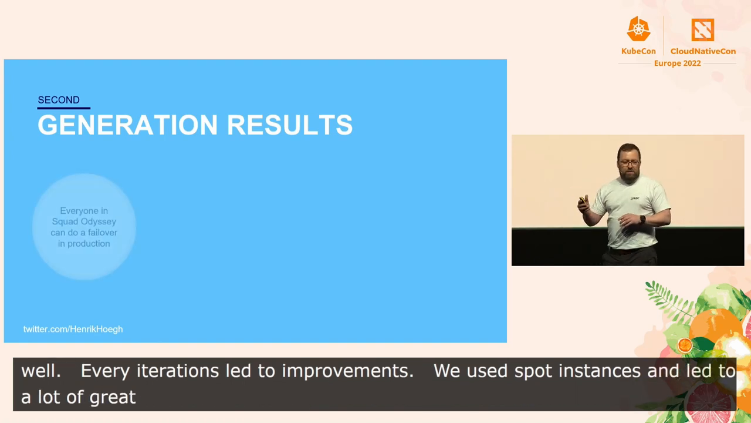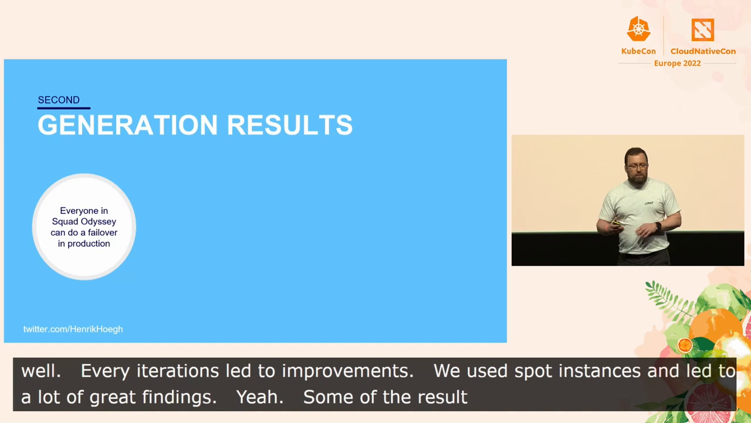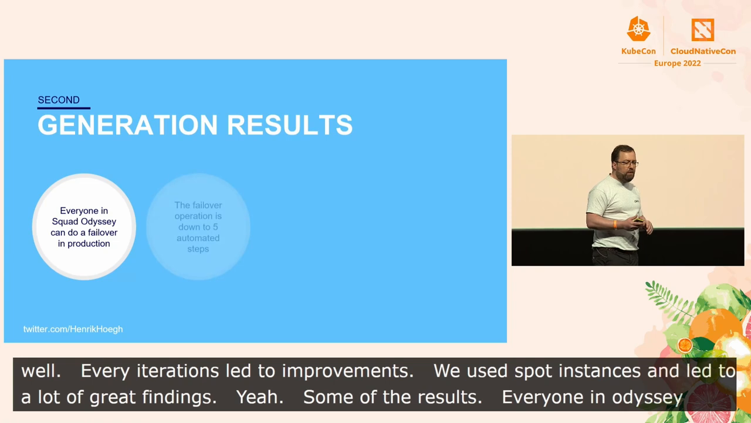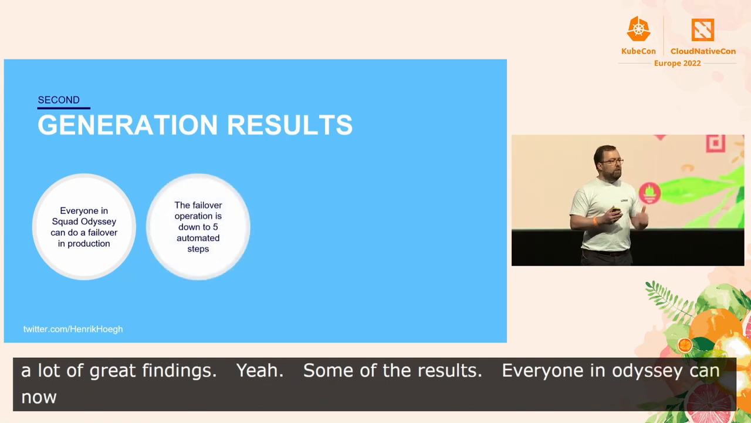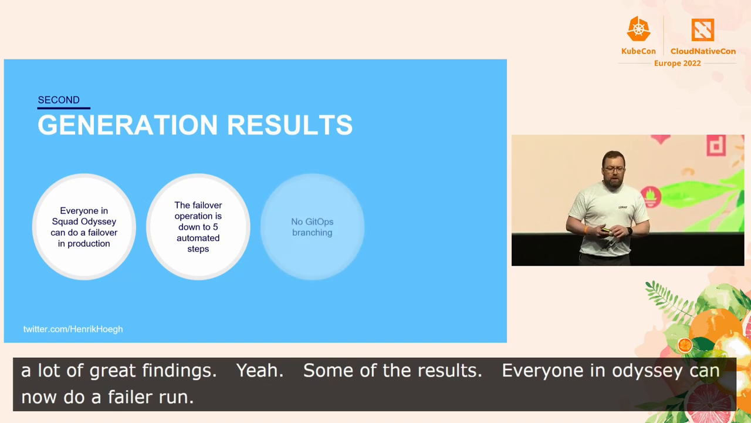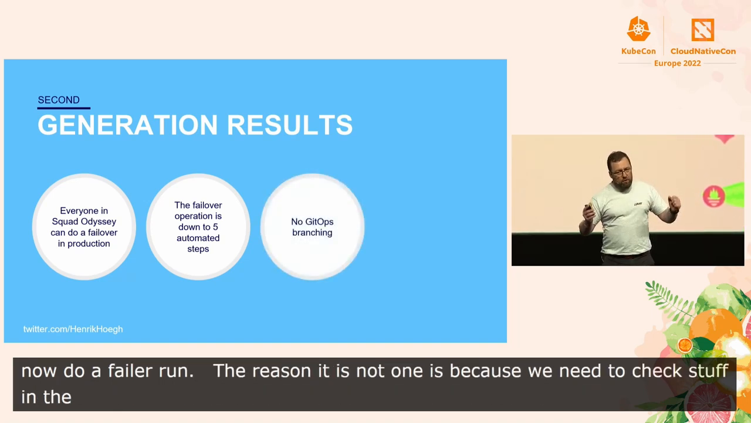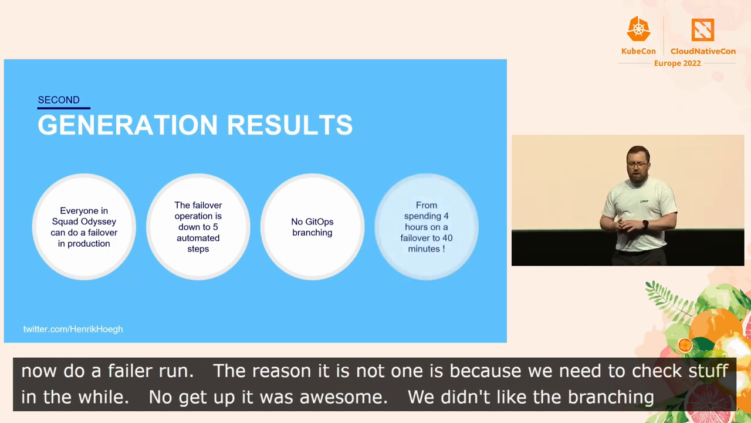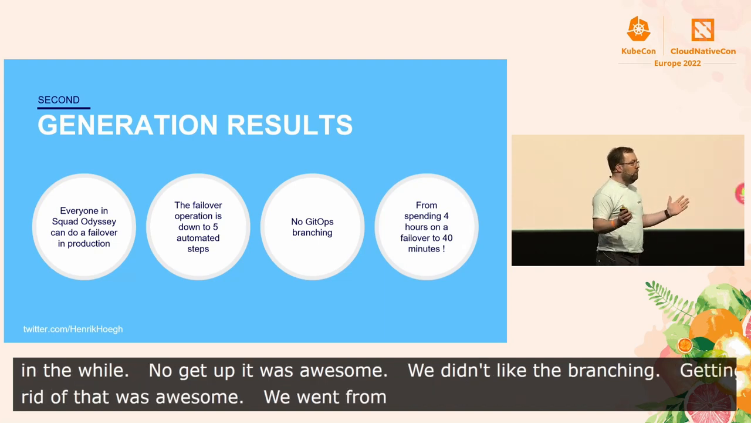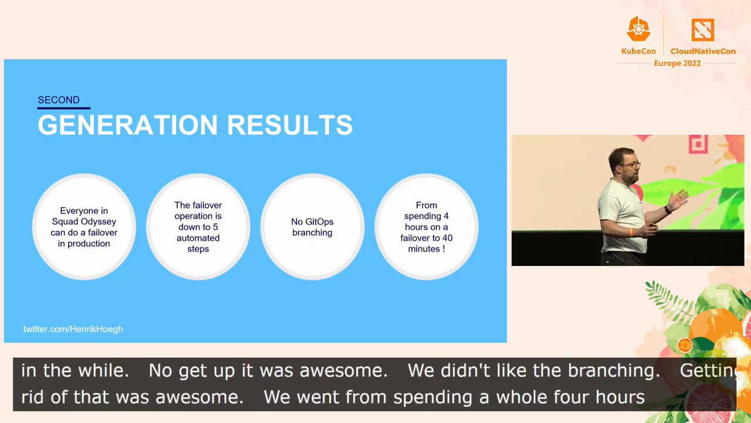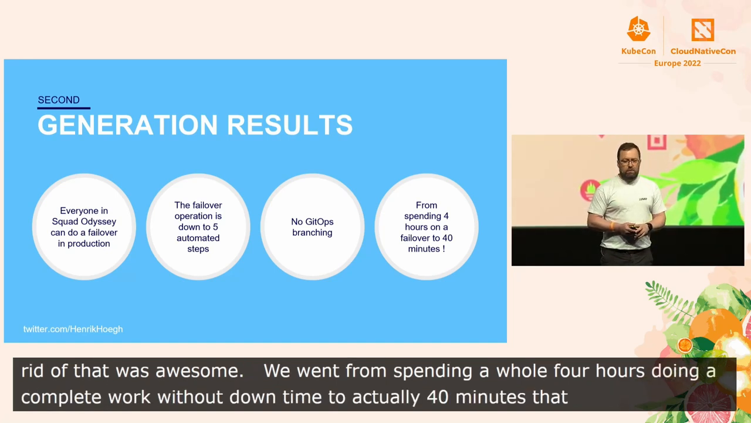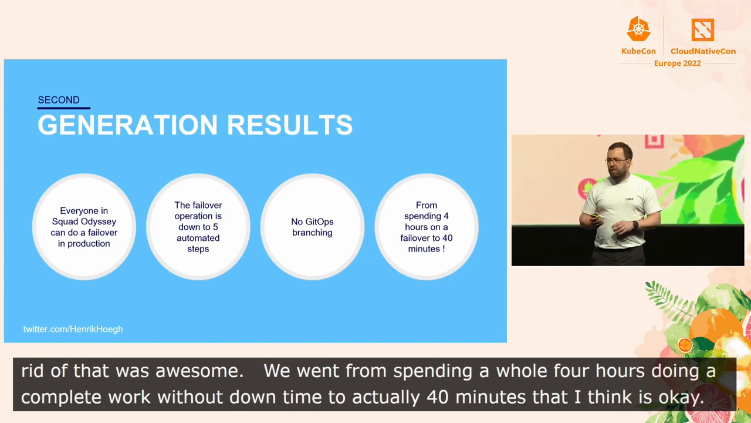Some of the results: everyone in Squad Odyssey, which is the platform container runtime squad, can now do a failover. The failover operation is down to 5 automated steps. The reason it's not 1 is because we need to check some stuff once in a while. No GitOps branching, which was awesome. We didn't really like the branching, so getting rid of that was awesome. And we went from spending a whole 4 hours doing a complete failover without downtime to actually 40 minutes, which I think is OK. So that was really awesome, speeding things up.